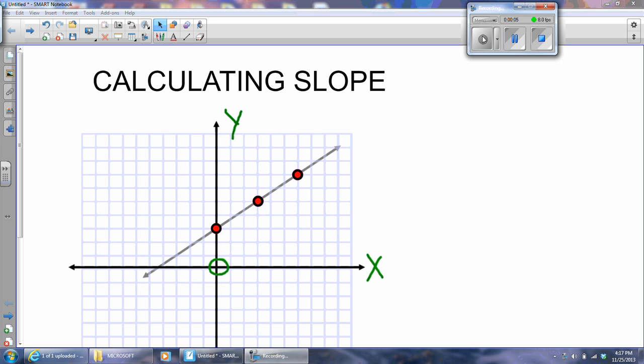Hello, algebra students. Mr. Lawrence here, and we are calculating slope today. Remember that earlier in class today we learned about the equation y equals mx plus b and how simple it was to graph. In fact, I'll bet you could tell me the equation of this line because you could figure out the slope and the y-intercept. Well, let's check it out.